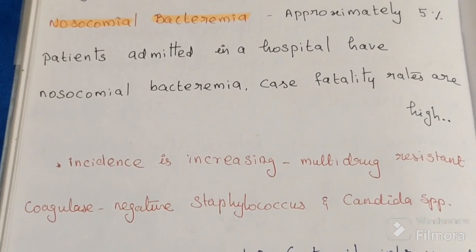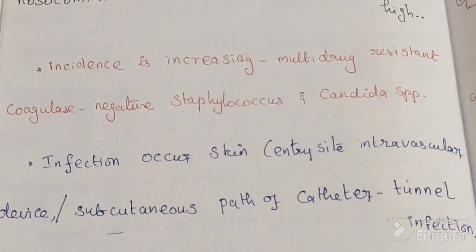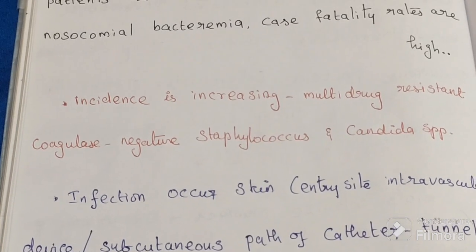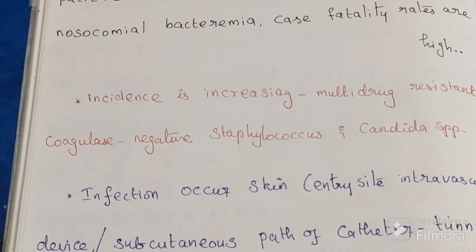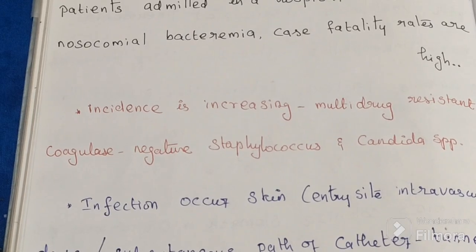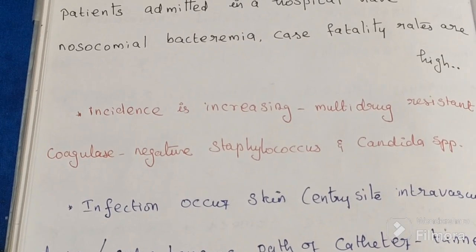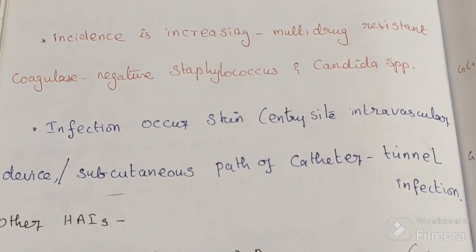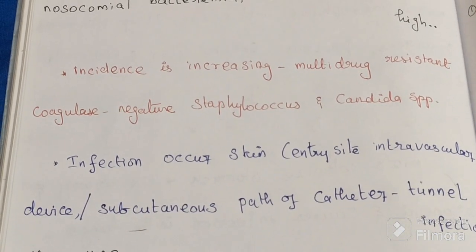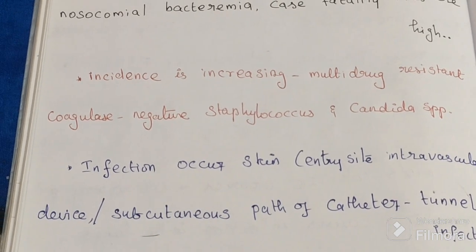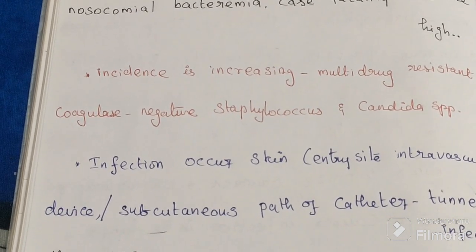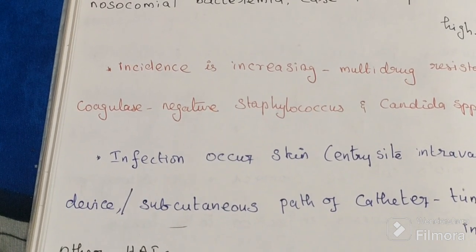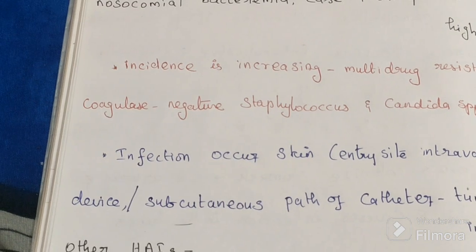Infection may occur on the skin at the entry site of the intravascular device or in the subcutaneous path of the catheter, known as tunnel infection. So what is tunnel infection? Infection may occur on the skin at the entry site of the intravascular device or in the subcutaneous path of the catheter, and it is known as tunnel infection.